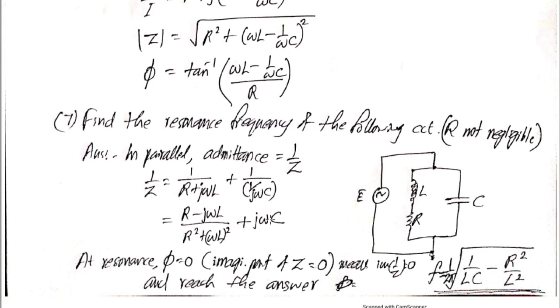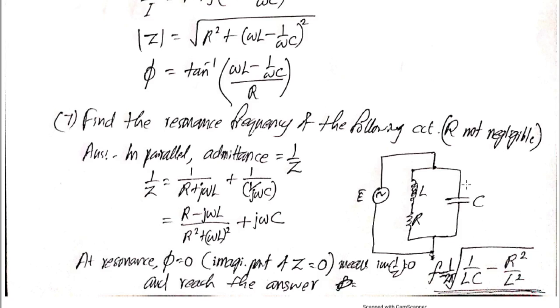Another example is, if you are asked to find the resonant frequency of the following circuit with R not negligible. We have already discussed this case with R negligible, which was very easy. But if R is not negligible, this is not that easy, but it will be very easy when we use the j operator. So in a parallel circuit, the admittances are combined. Admittance means the reciprocal of impedance. So 1/R is equal to 1/R1 + 1/R2 in the case of a DC circuit. Similarly here, 1/Z is equal to 1/Z1 + 1/Z2.